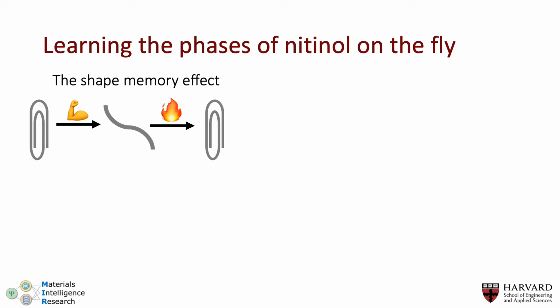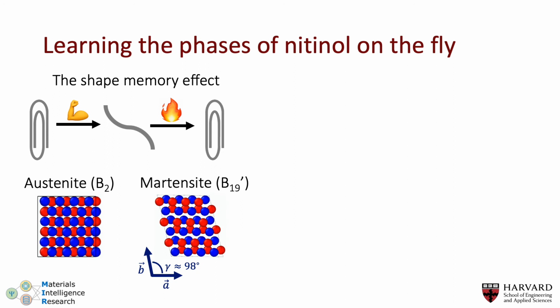Briefly how that works, if you take, say, a paper clip of nitinol and you deform it, so you stretch it out and form some arbitrary shape, the amazing thing about shape memory materials like nitinol is that if you heat it up, it will actually recover its original shape. What's going on at the atomistic scale is a phase transition between a high temperature austenite phase and a low temperature martensite phase, which has a monoclinic distortion of about 98 degrees.